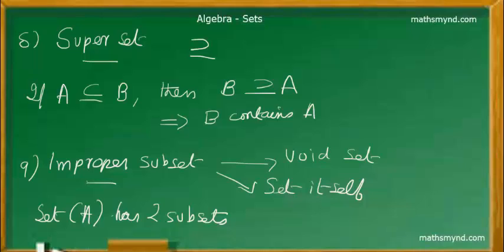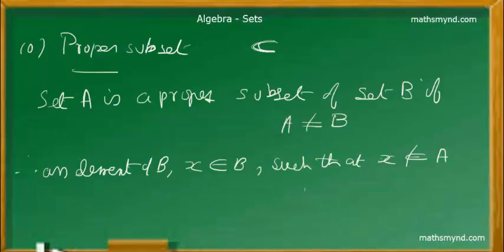One is the void set or the empty set, and the next one is the set itself. So any set would be having two subsets by means of the criteria of definition. And because of it coming up like that, we call these two sets improper subsets, which leads us to the point of what do you mean by proper subset.